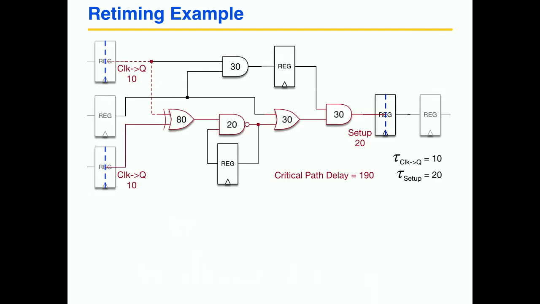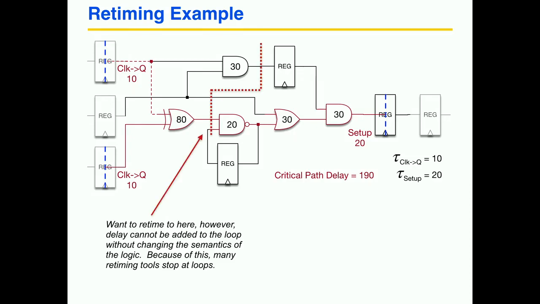Okay. So because of that, critical path delay is 190. So the maximum clock frequency is going to be 1 over 190, whatever that is. Like, picoseconds, that would be, I don't know, what is it? 2.5 gigahertz or something. Okay. All right.